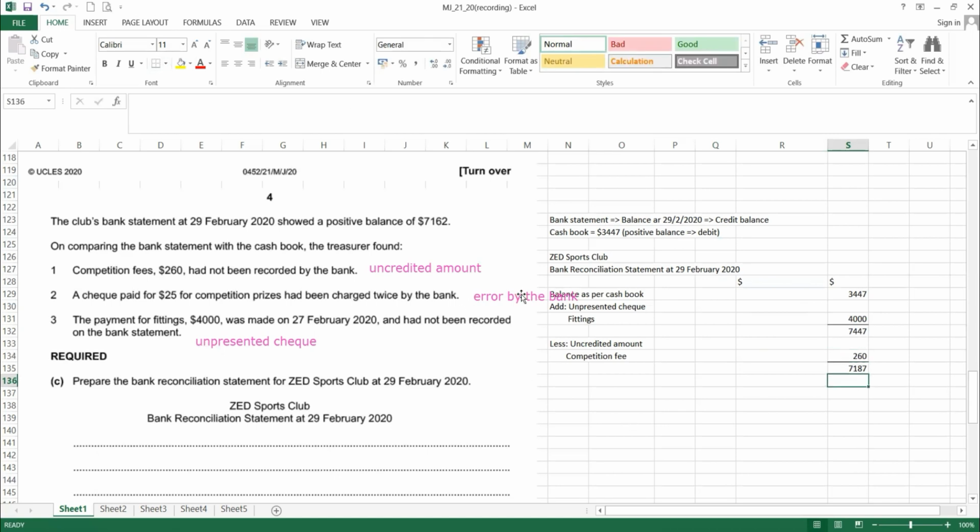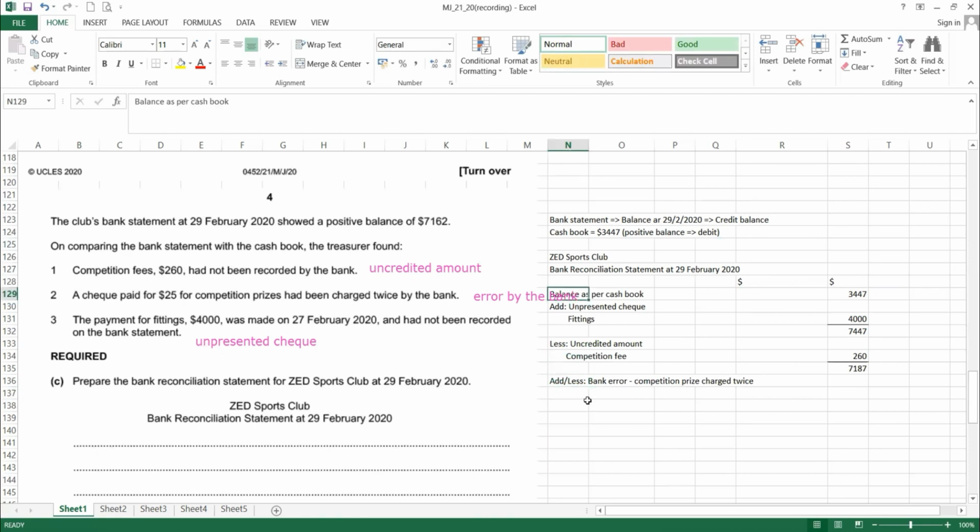Not yet finished, still got one more error by the bank. A check paid for 25 for competition price has been charged twice. About the formula, when it comes to bank error, the situation can be either add or less bank error. But for this question, competition price recorded charged twice. For this amount, 25, should you add or should you minus?